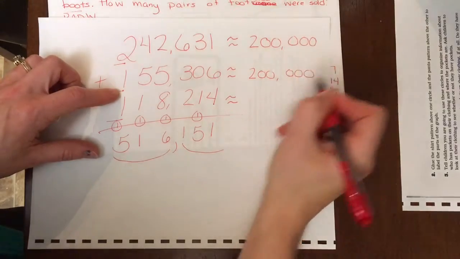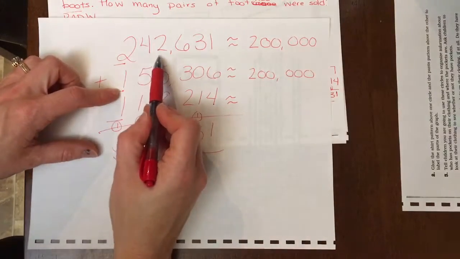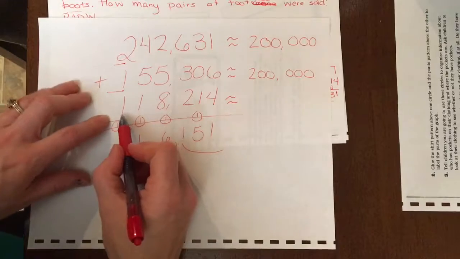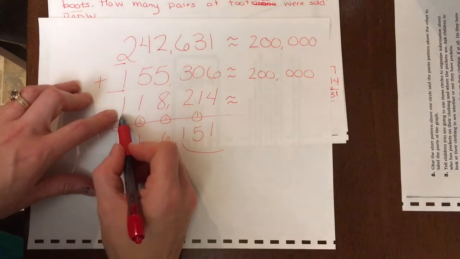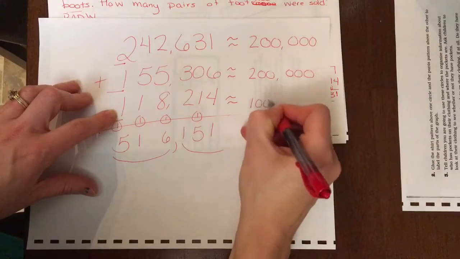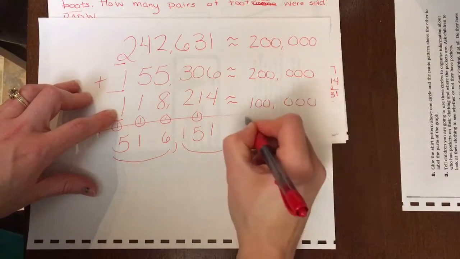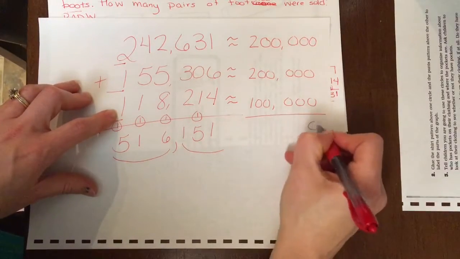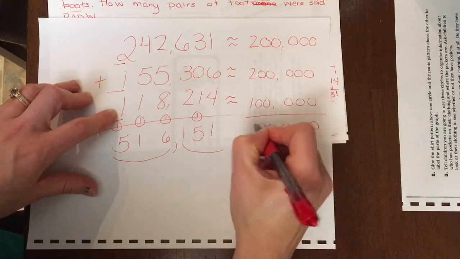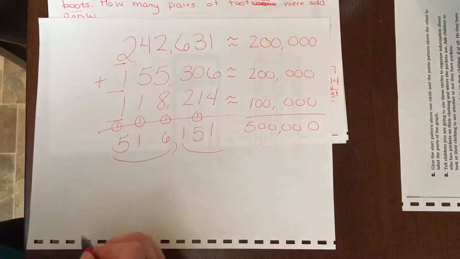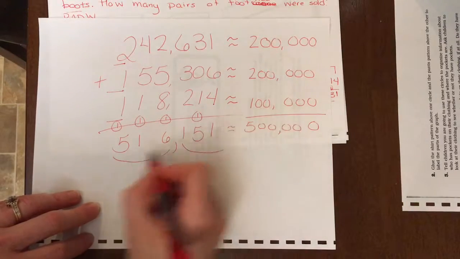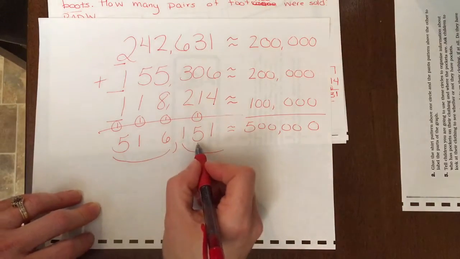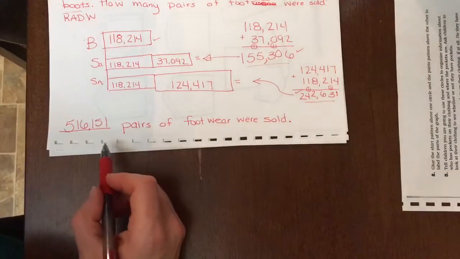This is not going to be as accurate as if I rounded to the nearest thousand. 100,000 or 200,000? The mid is 150, so it's going to be 100,000. And if I add all of those up, I get 500,000, which is darn close to 516,151. So my answer is reasonable.